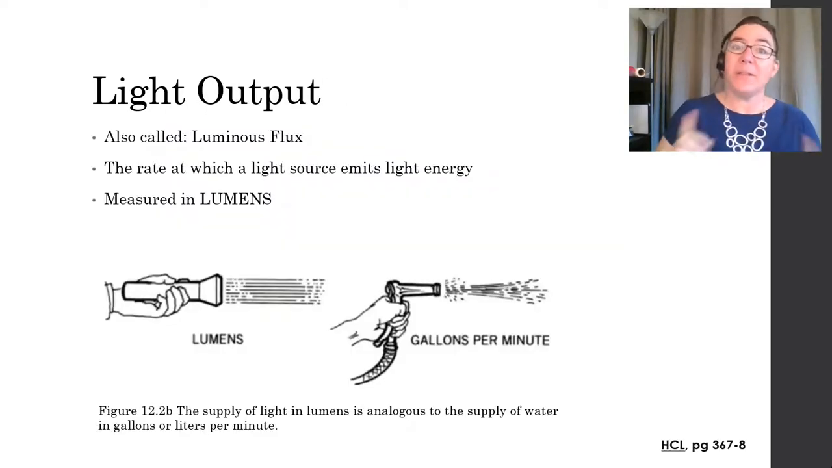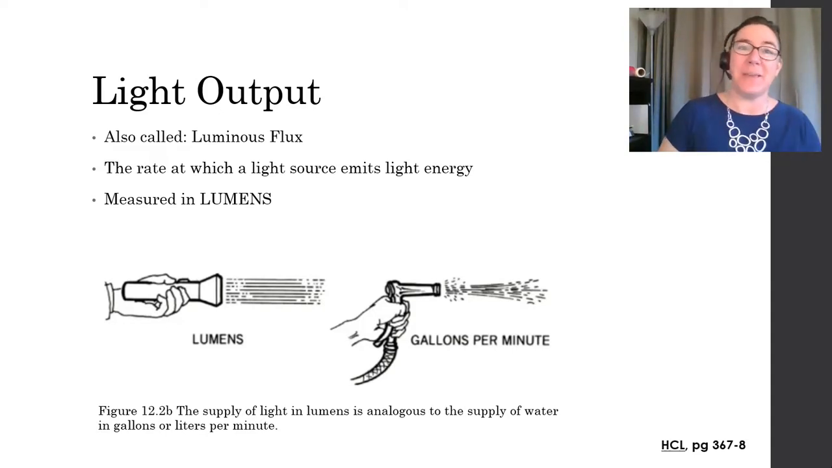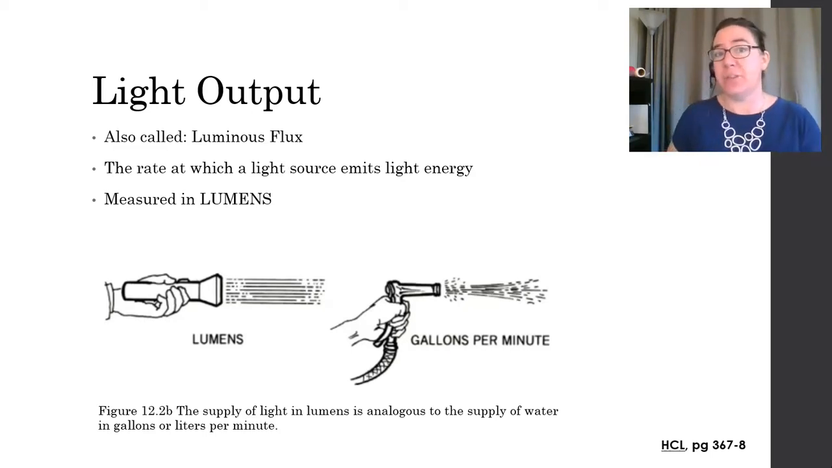But let's back up one step and start with light output. This is also sometimes called luminous flux, and it's the rate at which a light source emits light energy as measured in lumens. All right. And we can draw an analogy between light and water by considering the supply of light in lumens equal to the supply of water in, for example, gallons per minute.